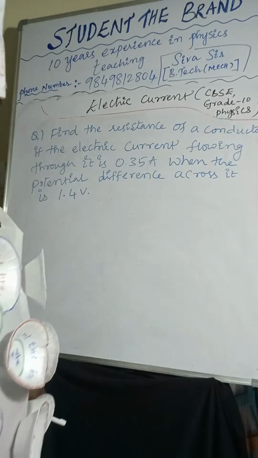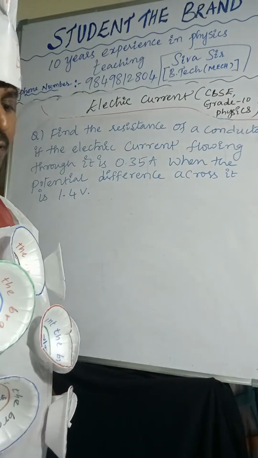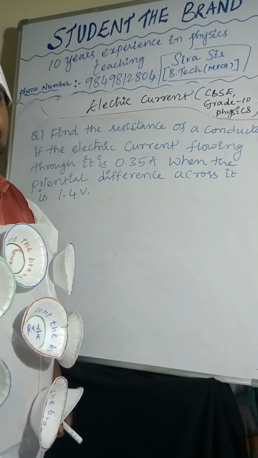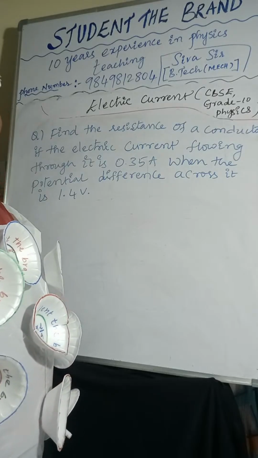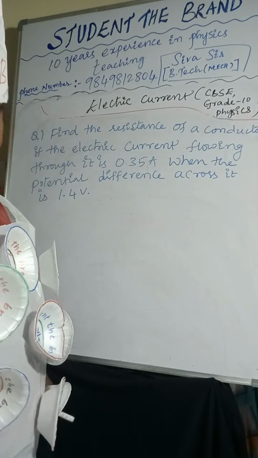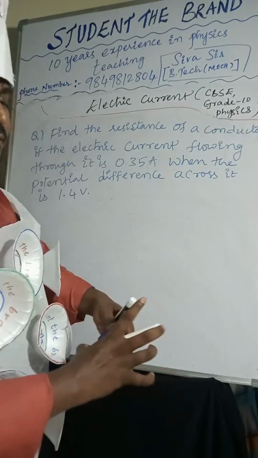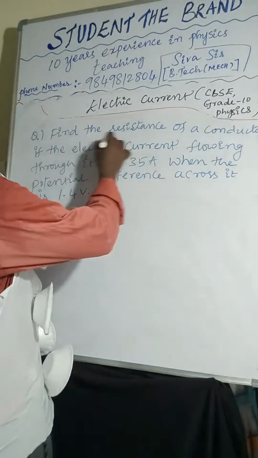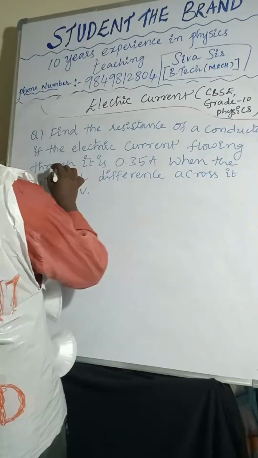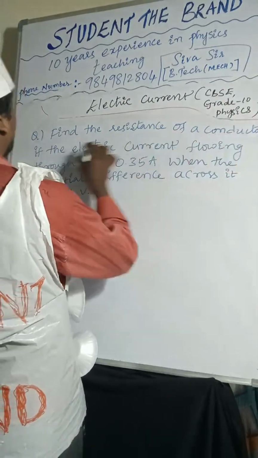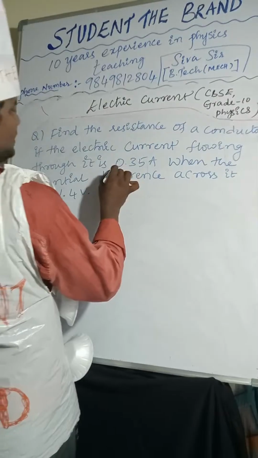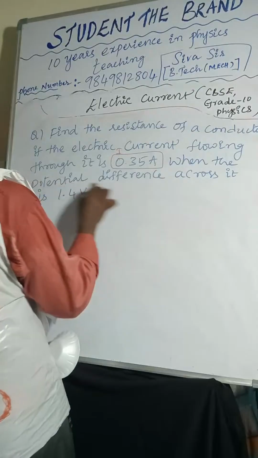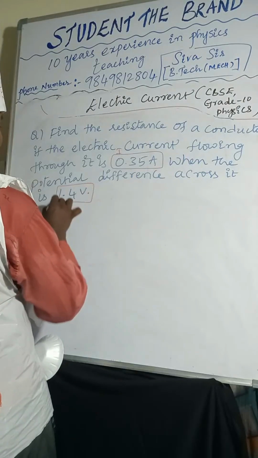Try to solve easy question only. Compulsory you should identify. First answer what I said, you have to identify. So I'll give a clue. Try to solve this problem. Find the resistance of a conductor if the electric current flowing through it is given. So current is given, I value given. And potential difference is given, V.